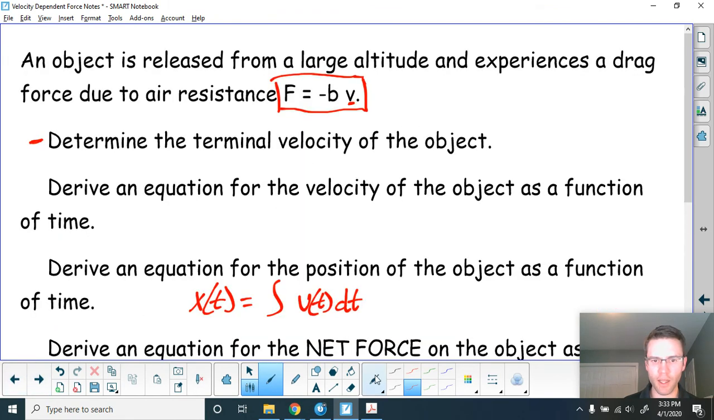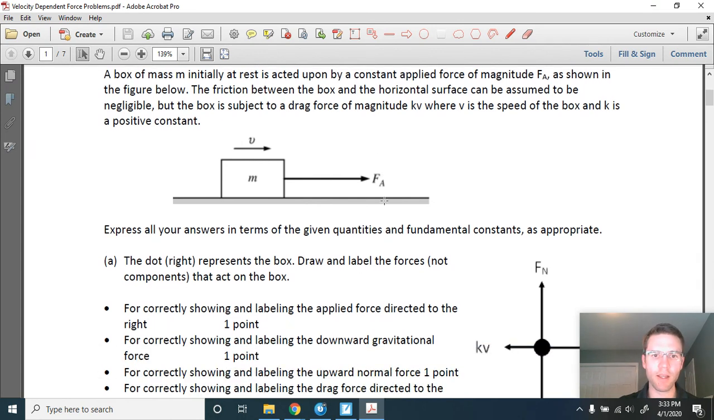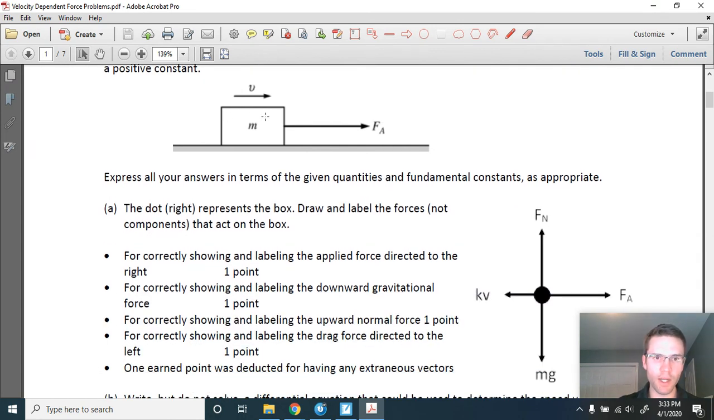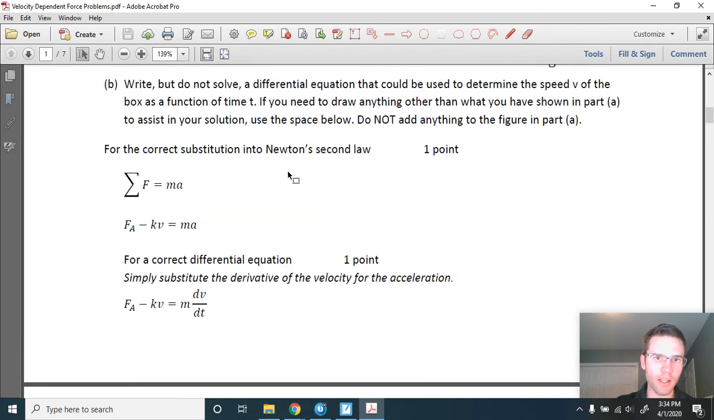Okay. I do want to show you this just so you can be aware. This is on your little worksheet. I want to walk you through this so you can see how you get your points on a free response for this. This would be one like the boat slowing down. It's just a block on the surface and there's just one force resisting it. If you look at how they get their points here, this one is asking you to set up the differential equation. They get 1 point for just substituting correctly into Newton's second law. So they put both their forces in Newton's second law and they get their point.